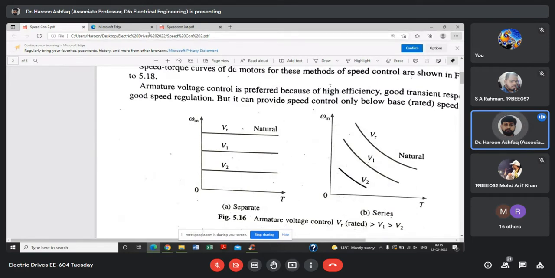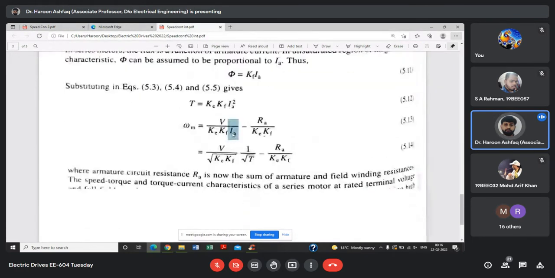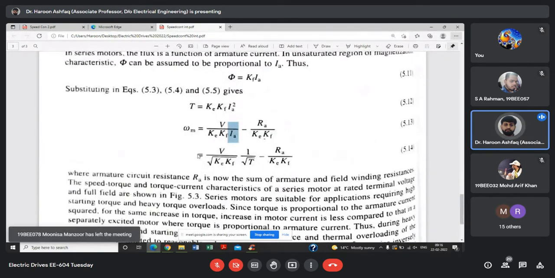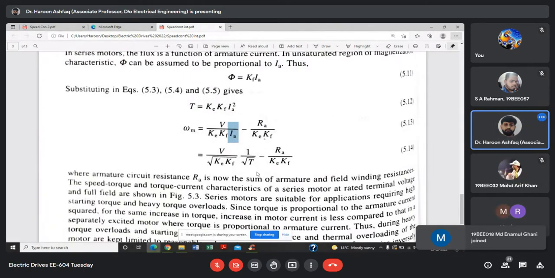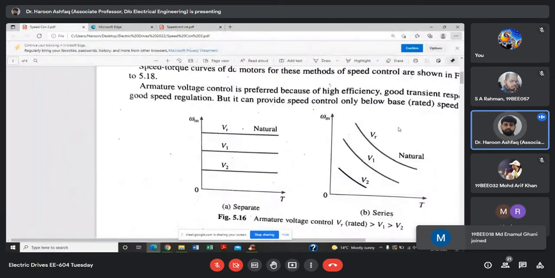Similarly, you had the second characteristic of the series machines, omega versus 1/T, where omega is inversely proportional to the square root of T. So in that case you have a characteristic like this, in which as this increases, the value of omega keeps decreasing.